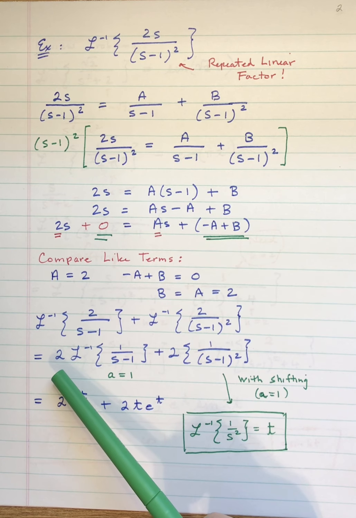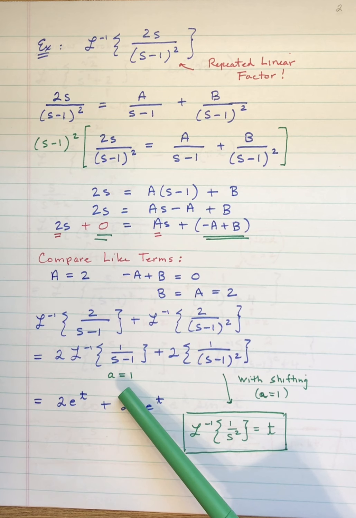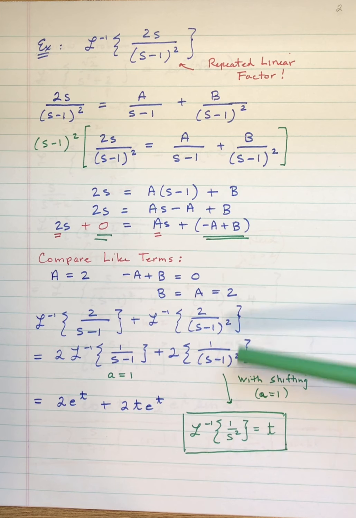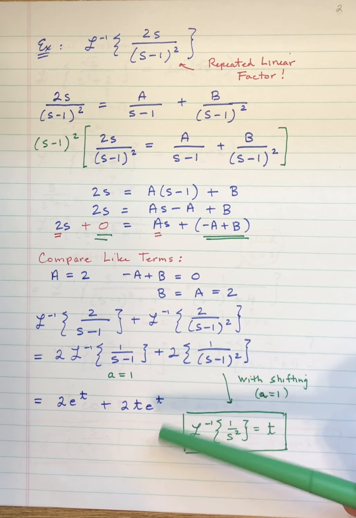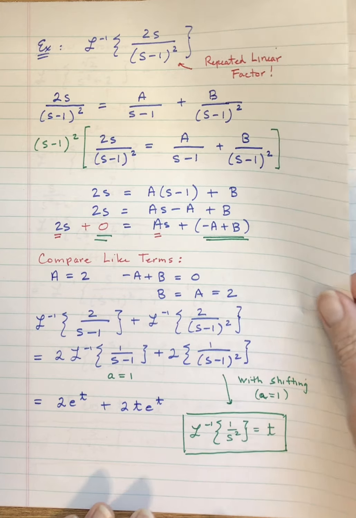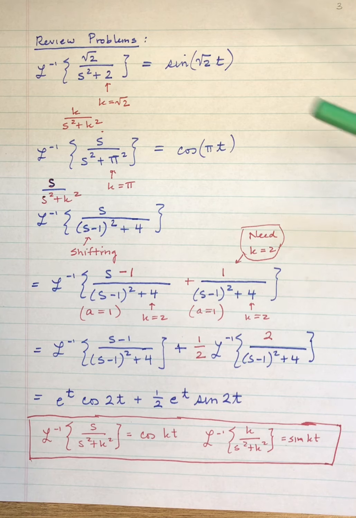So this one is just 2 times the inverse Laplace transform of 1 over s minus a, where a is 1. So that's just 2 times e to the t. For this one, compare that to 1 over s squared, where you're shifting by a equals 1. It's an s minus a there. So it would be the t right there. You have the 2t, and then you multiply by e to the t to shift it by that s minus 1.